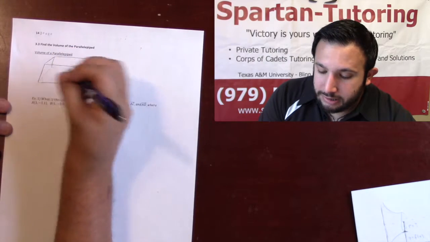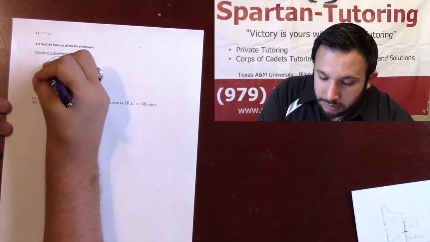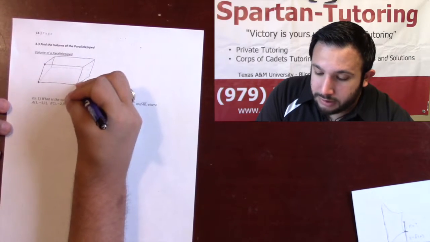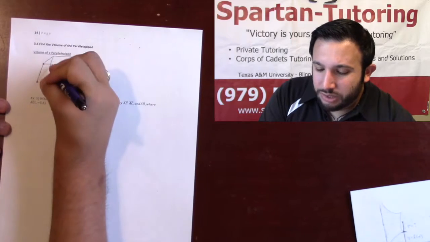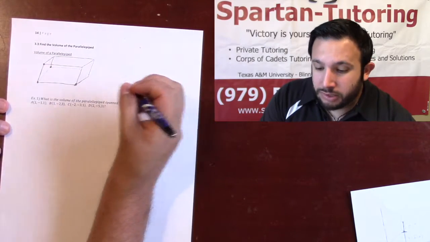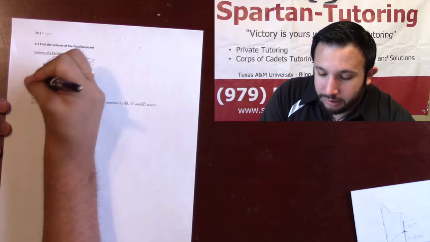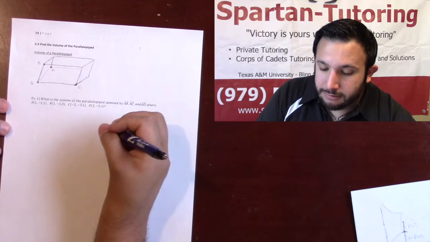Now what you're going to need is 4 points. First off, you need 3 points to actually make this parallelogram. Then you need one more point in order to actually make it three-dimensional. So let's call these points A, B, C, and D.